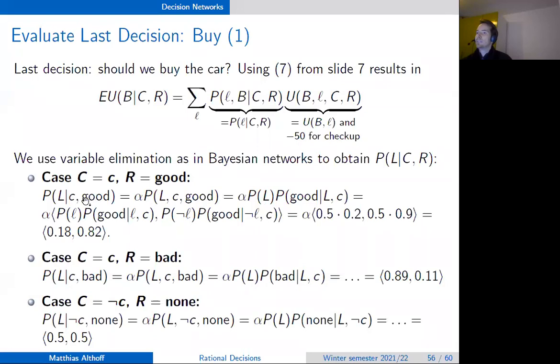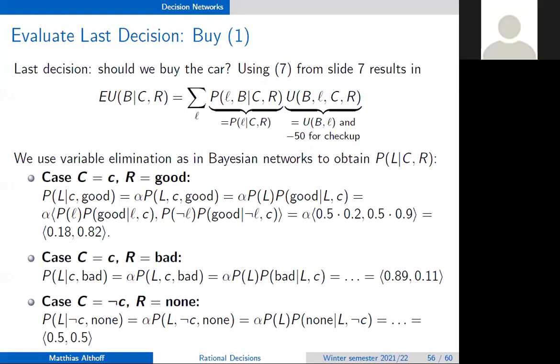And because we have to sum over all else, we have to compute for the case that it is a lemon and for the case that it's not a lemon, and then afterwards normalize the results. And then we get these probabilities, 18% and 82%. We do the same for the other combinations, that we perform a checkup and the report is bad, or that we don't perform the checkup, and then of course we don't have to look into a good or bad report, because if we don't do the checkup, there is no report. So that's actually a rather easy slide, I would say.